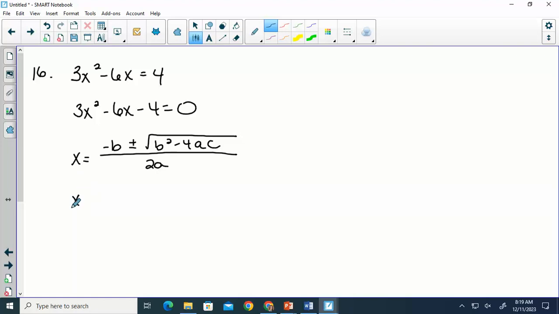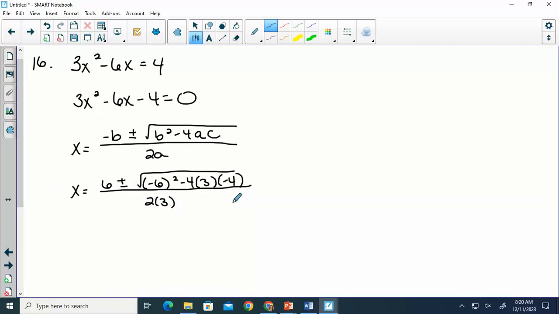So opposite of b is negative 6, so it'd be positive 6, plus or minus the square root, negative 6 squared minus 4 times 3 times negative 4, over 2 times 3. So negative 6 squared is 36, minus 4 times 3 times negative 4 will become a positive 48.